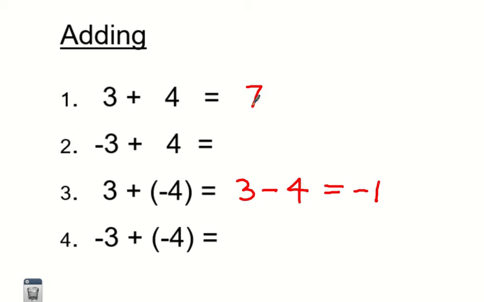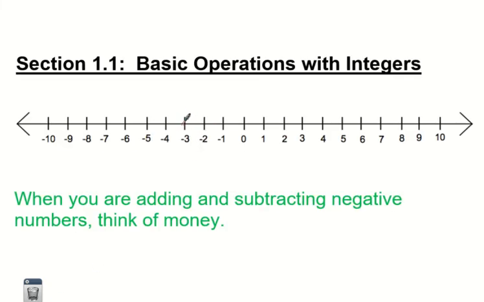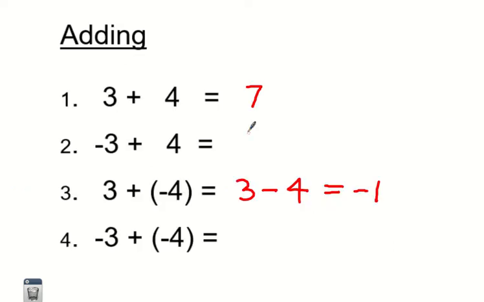Now, negative 3 plus 4, again, think of a number line, or think of money if it helps. If you're at negative 3 and you add 4, you're going to the right, 1, 2, 3, 4, okay, that's 1. So negative 3 plus 4 is 1. And we did number 3 already.